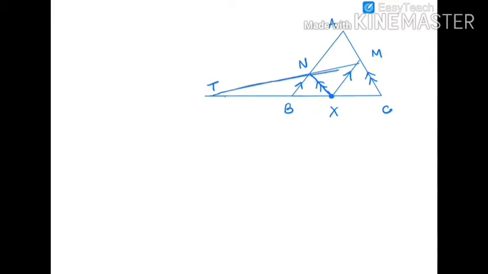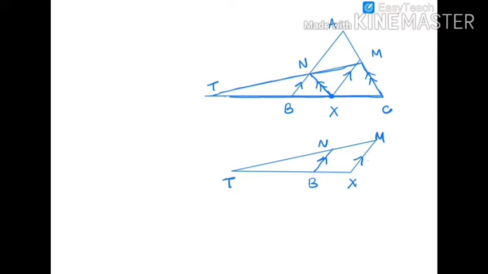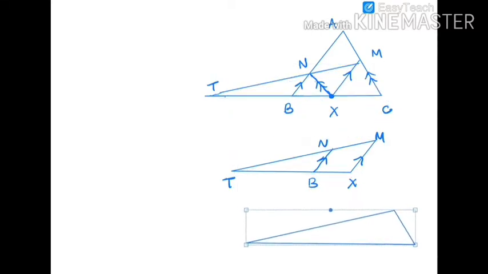So let's separate the two triangles for which we are going to use the basic proportionality theorem. This is triangle TXM, in which NB is parallel to XM. Then the other triangle that we have to use is triangle TMC, in which NX is parallel to MC.